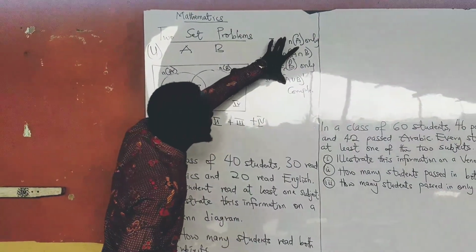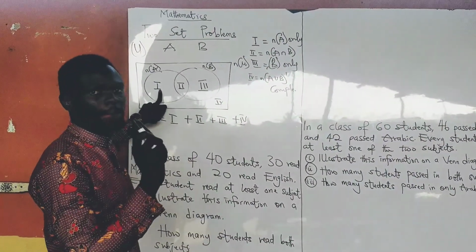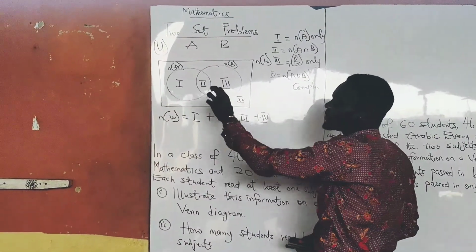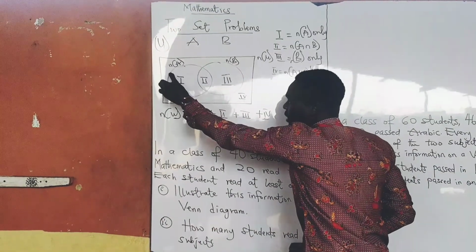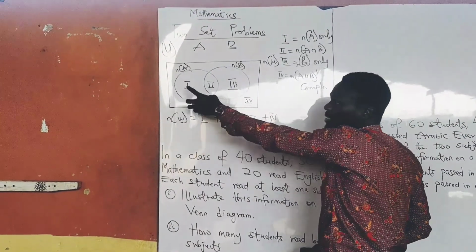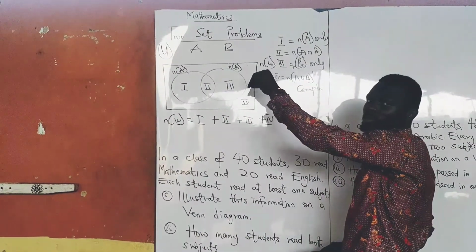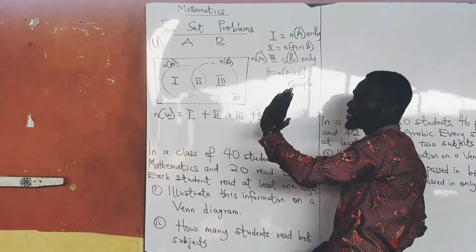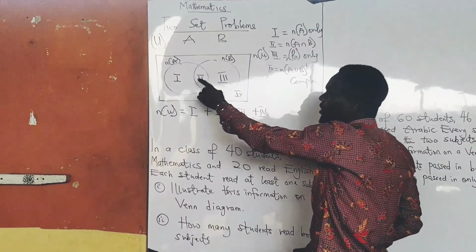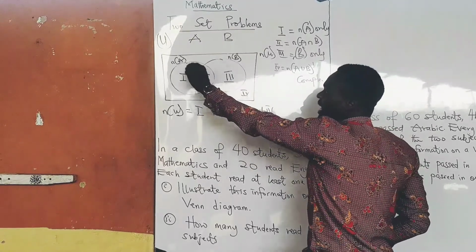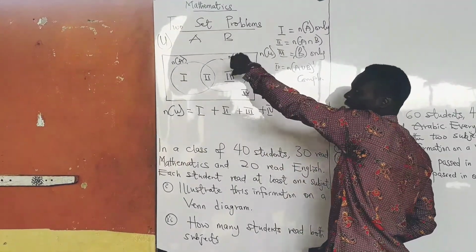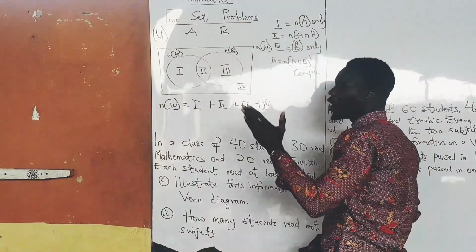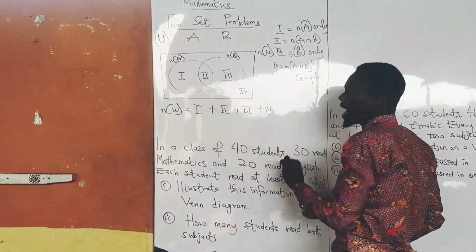Note that we've defined I as A only. When we say only, it means B is excluded. But if I say set A, it could be possible that some of the elements in set A are also in set B. So A only means it belongs to A and B is excluded. Then region II is both A and B, which is the element that is in A and at the same time also in B. Then we have region III, which is B only, so A is excluded. Then we have IV.